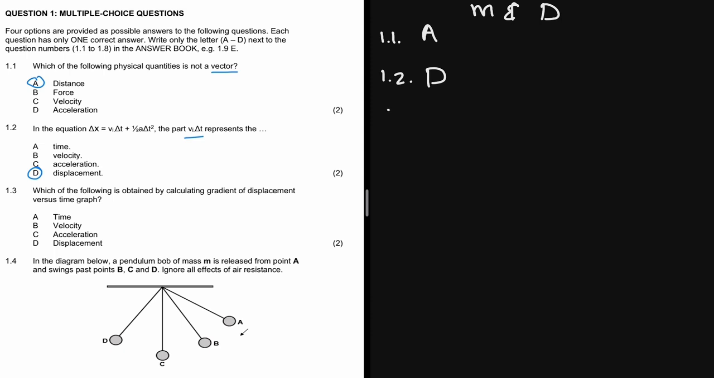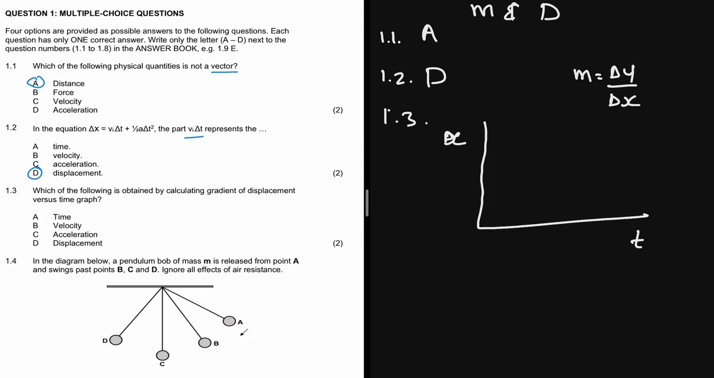Now when we move on to the next question, which is 1.3, they say which of the following is obtained by calculating the gradient of displacement versus time graph. When you talk about displacement versus time graph, we are going to have our displacement as the y-axis and the time on the x-axis, because we know time is an independent variable and it is always on the x-axis. If we want a gradient, remember a gradient by definition is the change in the y over the change in the x.